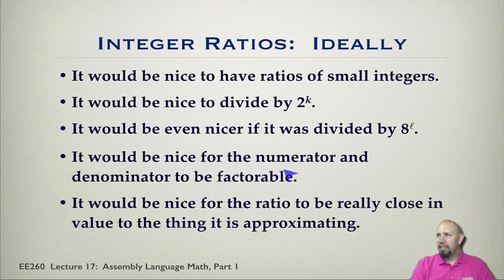It would be nice for the numerator and denominator to be factorable. That is, if I can factor it into pieces, then I can do smaller ratios and do a set of them. It would also be nice for the ratio to be really close in value to the thing it's approximating. That is, has small error. So let's take a look at an example.